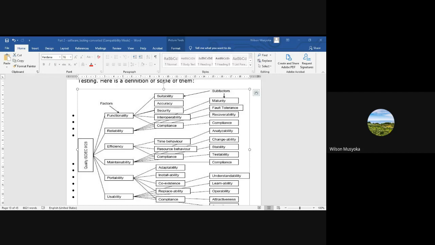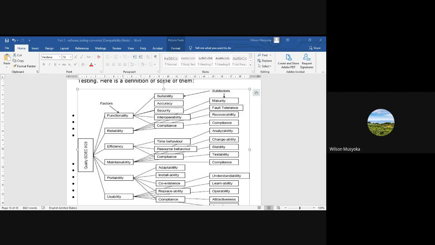Then we go to portability. Portability comes in the aspect whereby we are looking at systems which are able to work in a server environment, a desktop environment, and a mobile environment. Are you able to carry this system across those different environments? That is what we mean by portability. And we are looking at it in terms of adaptability, installability, coexistence, replaceability, and compliance.